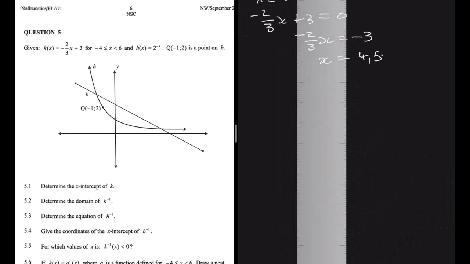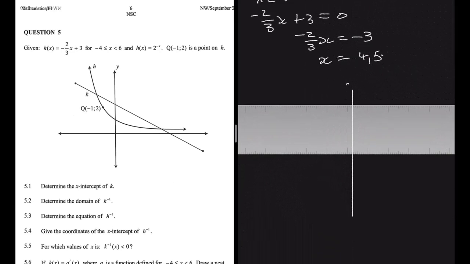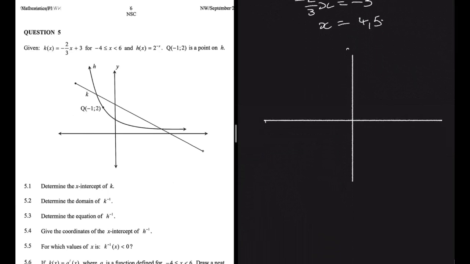So let's just go ahead, do that, and see what we have. Right. So there goes our y-axis, and there goes our x-axis. So let's see what we can do here. We know that our end points, we had minus 4 and positive 6, right?